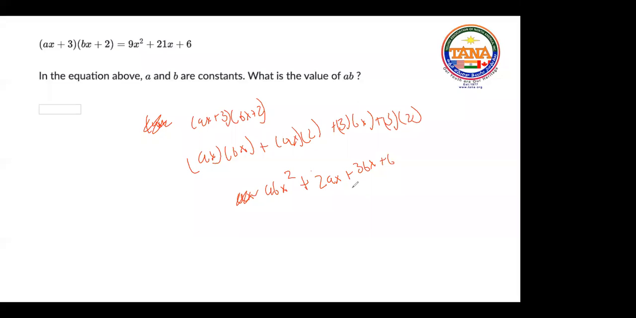Something similar we could do here. We can just isolate the x's in the middle. So you have abx squared plus (2a plus 3b)x plus 6. Now we know that ab is the coefficient of x squared. Actually, this step wasn't even needed. So we know that has to equal 9x squared plus 21x plus 6. And since ab is the coefficient of x squared, therefore a times b has to equal 9, simply because these equations up here are equal. Therefore, the answer is 9.